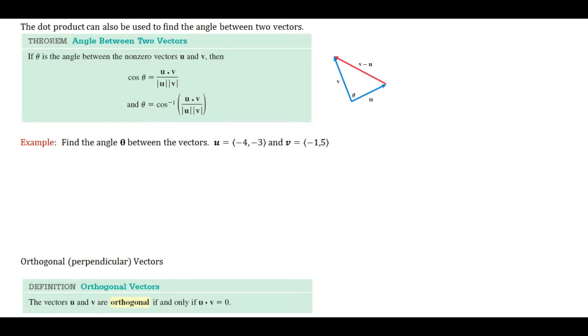Nice work. And I told you, the dot product is not too scary. Now let's talk about something fun with the dot product too. You can use the dot product to help you find the angle between two vectors.